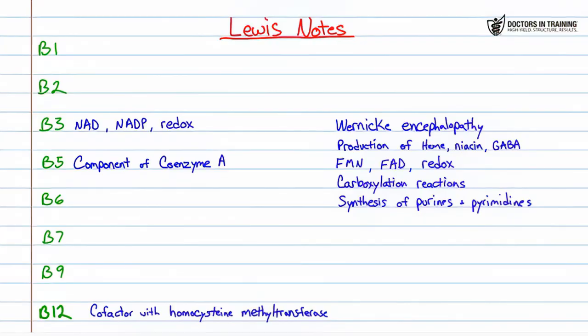Next, we have good old-fashioned Wernicke encephalopathy. That one's relatively easy. That's going to be your thiamine deficiency, your B1. Think of Korsakoff syndrome as well with that one.